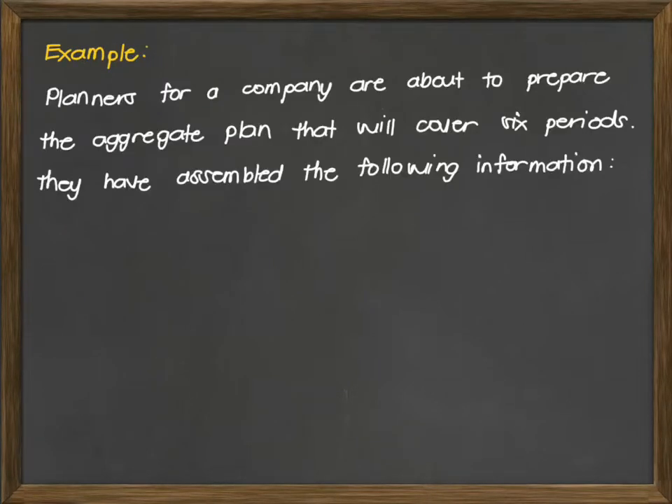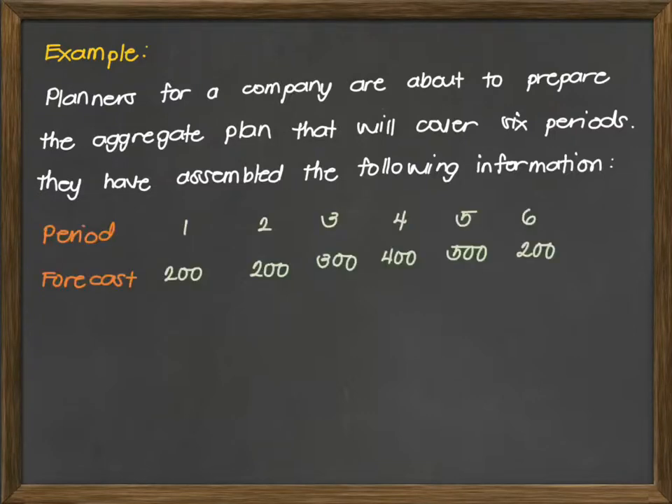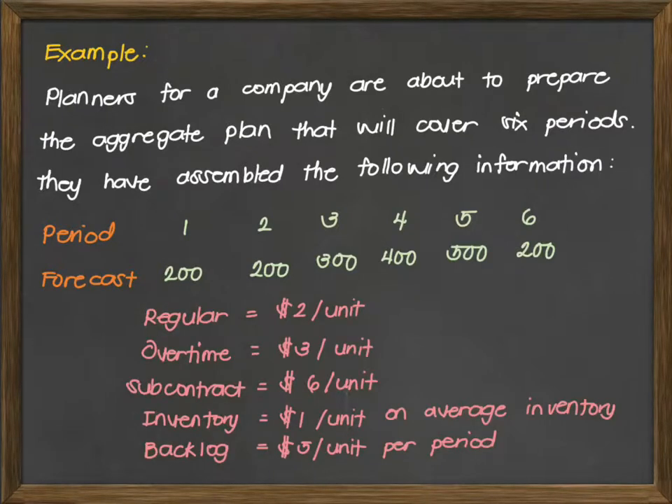Now, example, planners for a company are about to prepare the aggregate plan that will cover 6 periods. So, they have assembled the following information. So, we have 6 periods and we have forecasted the following values for each period. So, the cost is also given.